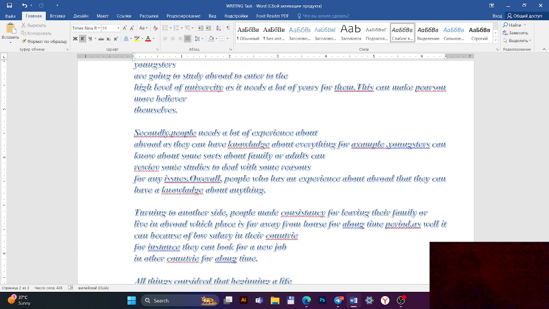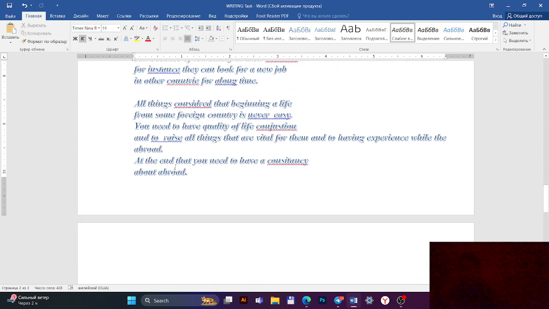Turning to the other side, people need consistency for leaving their family or living abroad, in places far away from home for a long time. As well, it can be because of a low salary in their own country. For instance, they can look for a new job in another country for a long time. All things considered, beginning a life in a foreign country is never easy. You need quality of life and all the things that are vital for them, and the experience of living while they are abroad. At the end, you need to have consistency abroad.